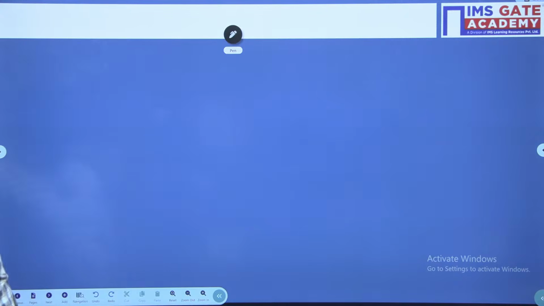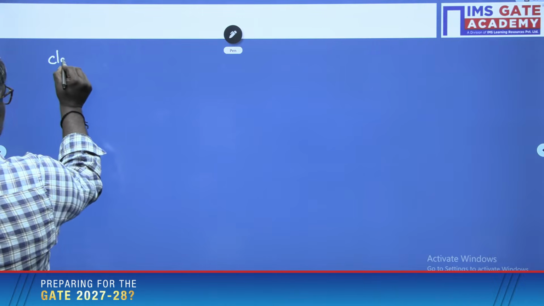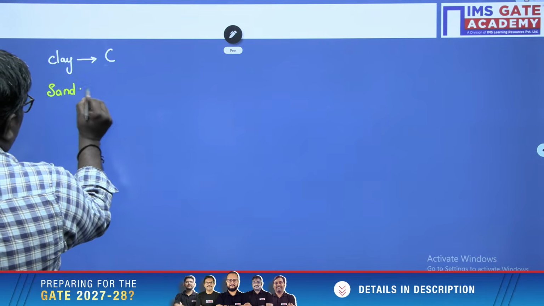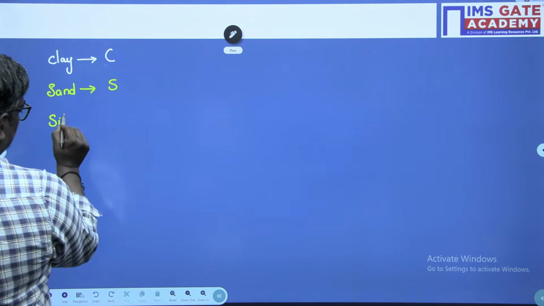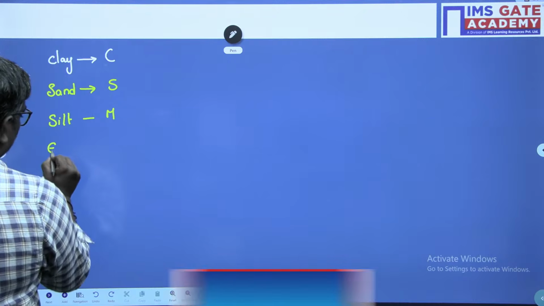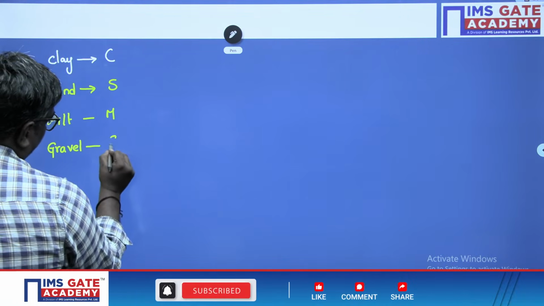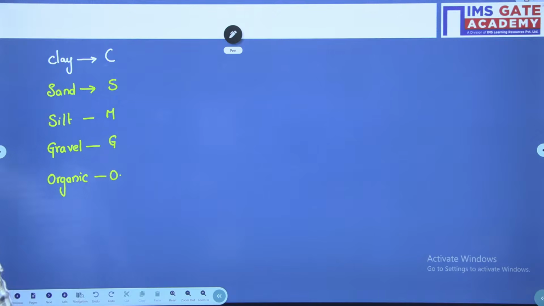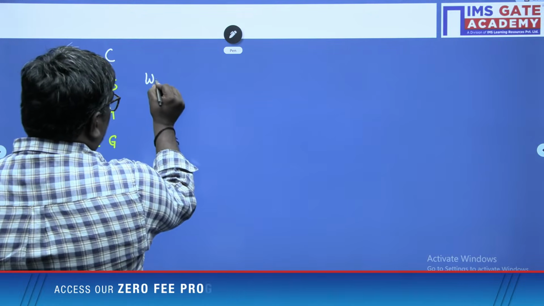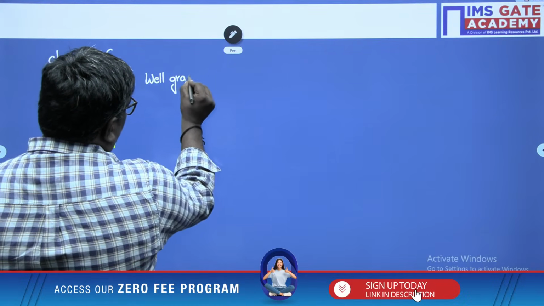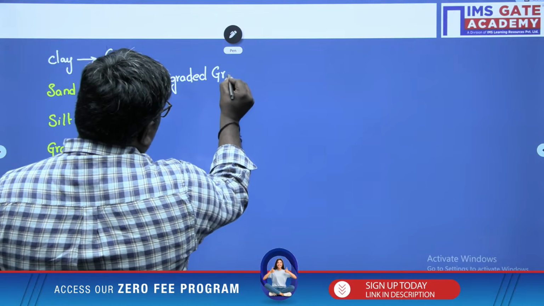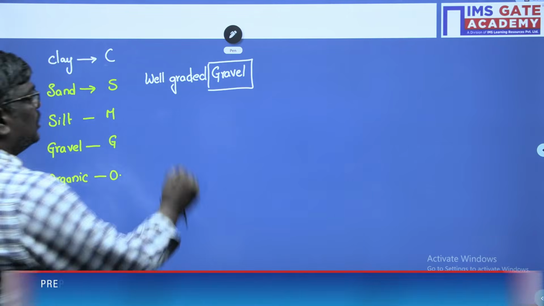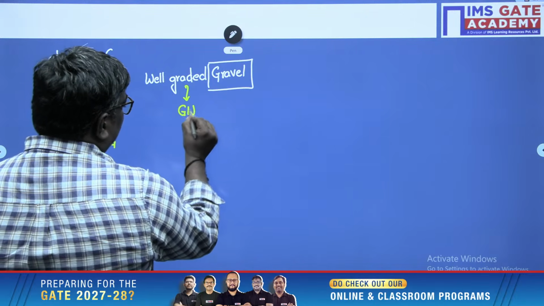Okay. Now, my dear students, clay is represented with the symbol C. Sand is represented as S. Silt is represented as M. Gravel is represented with the symbol G. And organic soil is represented by the symbol O. So if you say well-graded gravel, first of all you should understand what is the type of the soil. It is gravel, right, sir?